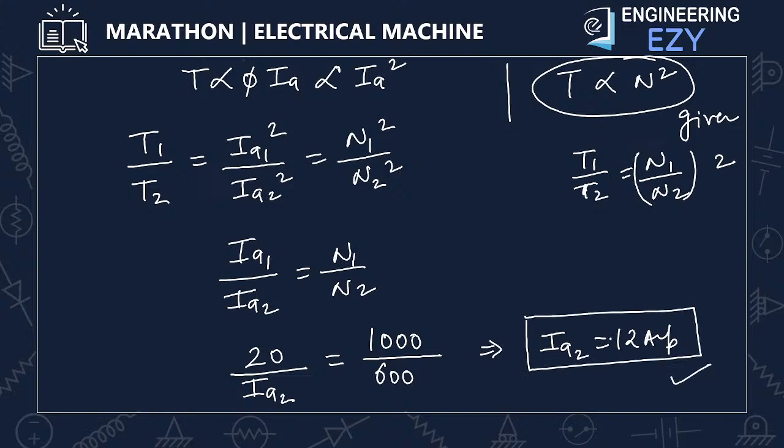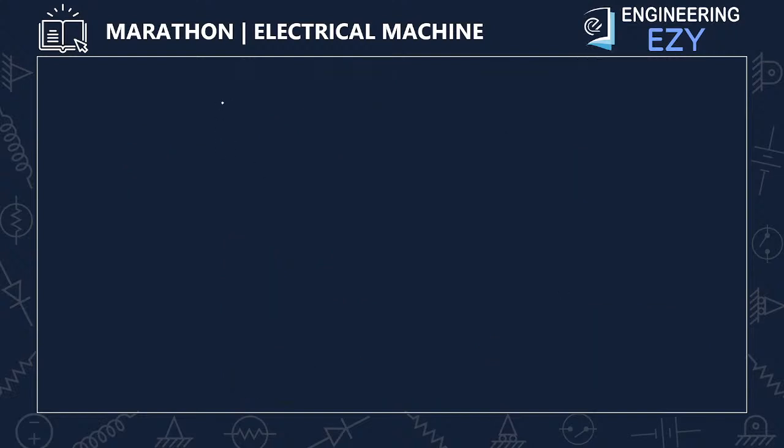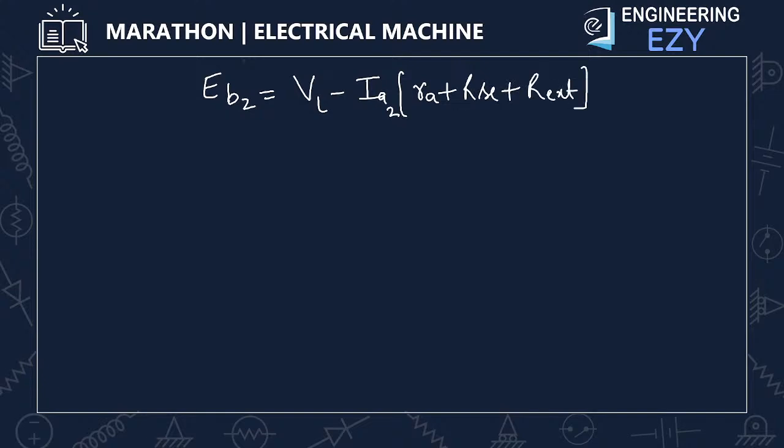Now once we calculate Ia2, we can calculate Eb2. What is Eb2? Eb2 is VL minus Ia2, second case, into Ra plus Rsc plus R. External resistance I am adding as R. I hope the diagram is very clear. I am not drawing the diagram, otherwise, if you comment, I can draw the diagram as well.